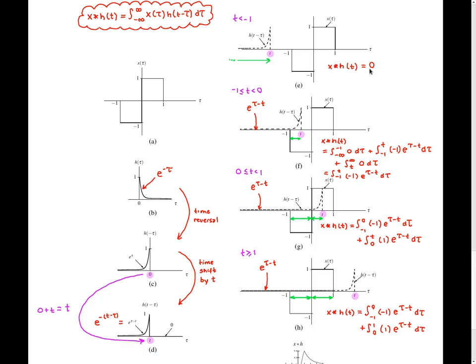So let's try to increase t so that it's larger than minus 1. If you keep increasing t, this point here is going to shift further and further to the right. In other words, this dotted line graph shifts further and further to the right, which eventually gives us something like what's shown in figure F here. So in this case, t is shifted a little bit to the right of minus 1, but it's still less than 0. So basically this point t is between minus 1 and 0.